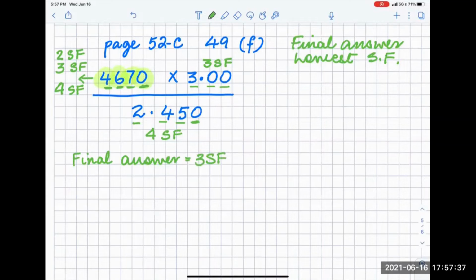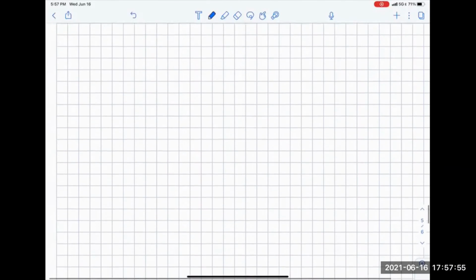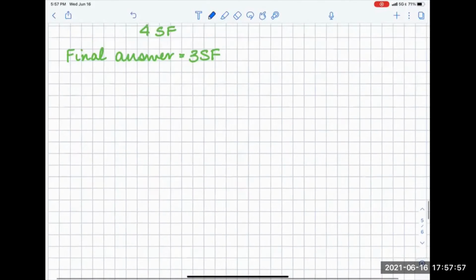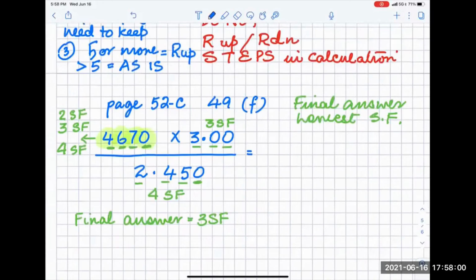Now you guys do this math on your calculator and tell me what number you get. 4670 times 3.00. Tell me, what do you get? Get that number.